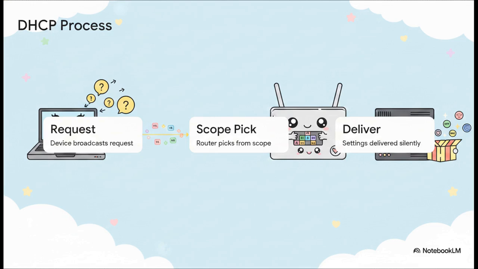It goes like this. First, your laptop wakes up and broadcasts a discover packet to the entire network to see if a DHCP server is out there. Second, the router offers an IP from its internal pool, known as the DHCP scope. Third, your laptop requests to officially use that specific IP. And finally, the router acknowledges, silently delivering the IP, subnet mask, gateway, and DNS straight to the device. And all of this happens in literally milliseconds.